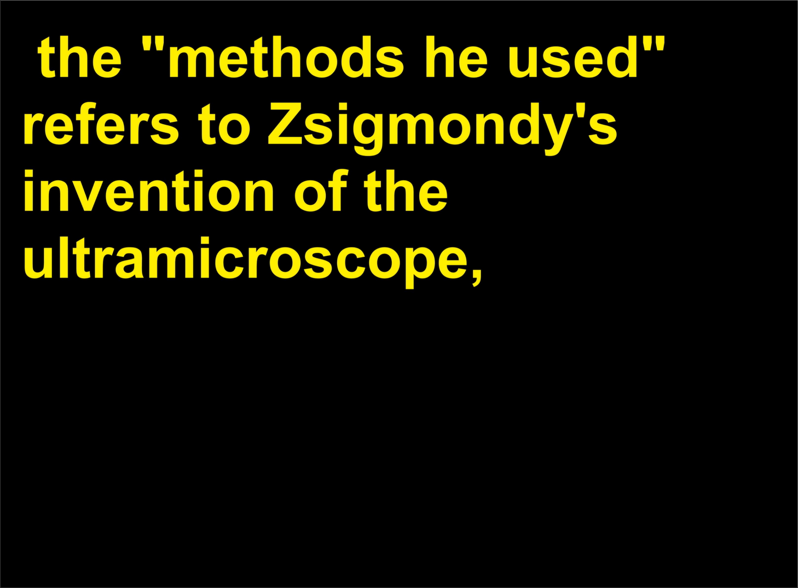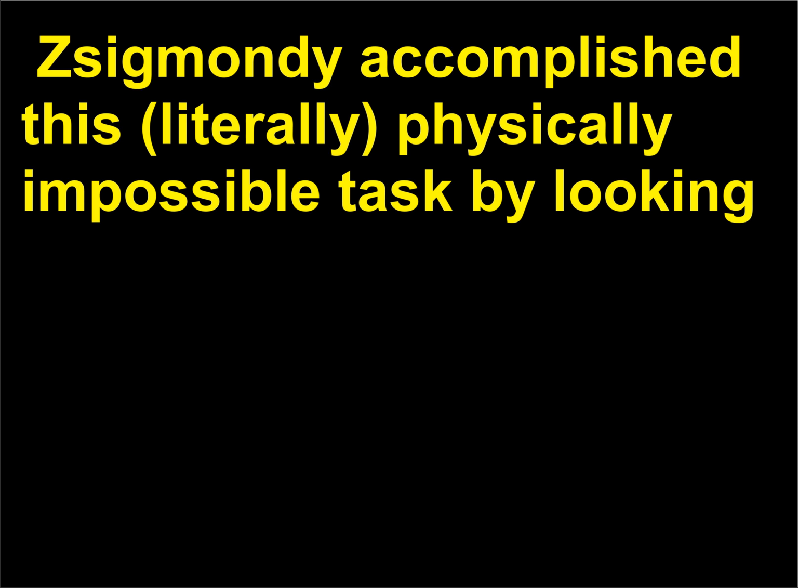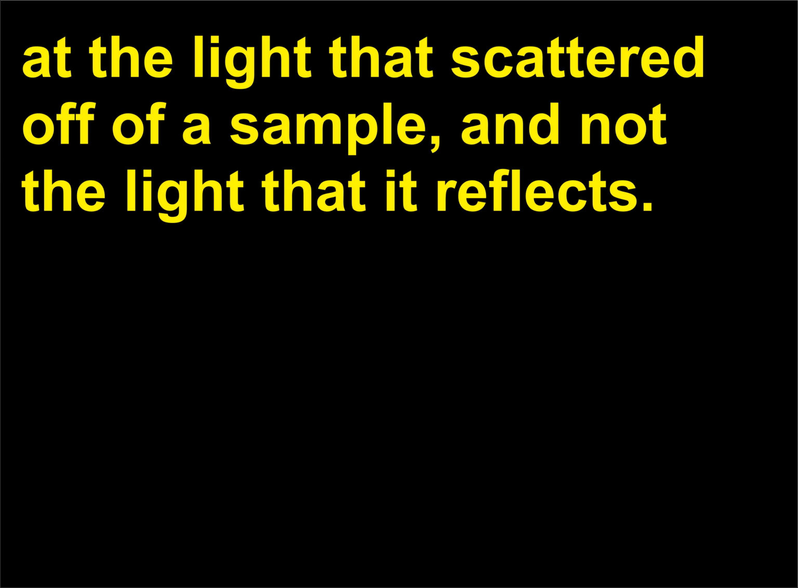The methods he used refers to Zsigmondy's invention of the ultramicroscope, which allowed a visible light microscope to see objects that are smaller than the wavelength of light. Zsigmondy accomplished this, literally, physically impossible task by looking at the light that scattered off of a sample, and not the light that it reflects.